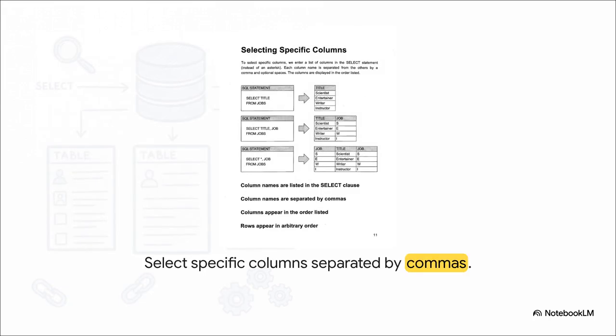But let's be real. You rarely want everything. If your table has 50 columns, pulling all of them is just going to be a cluttered mess. So you simply swap out that asterisk for a comma-separated list of the exact columns you want. If you type select title, job, the database hands you only those 2 columns in that exact order. You are in complete control of the output.